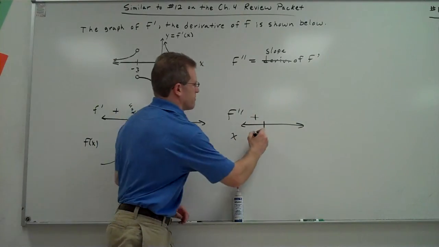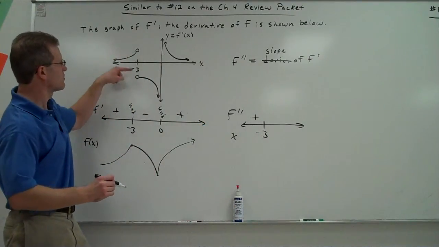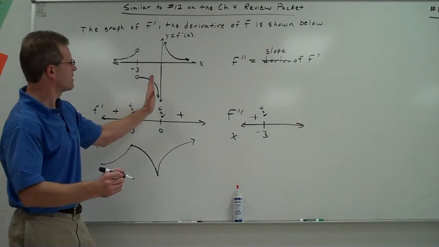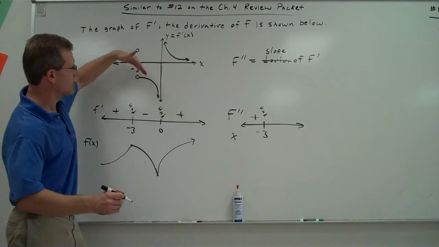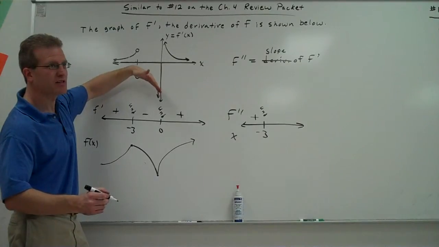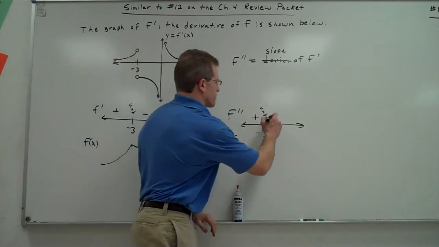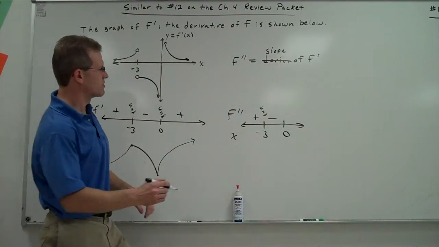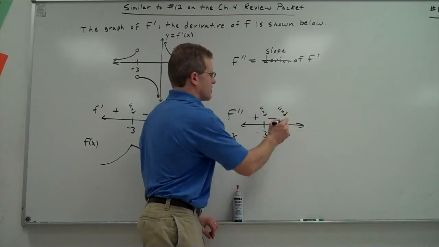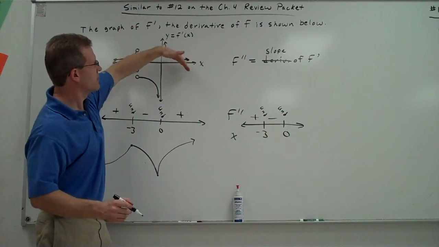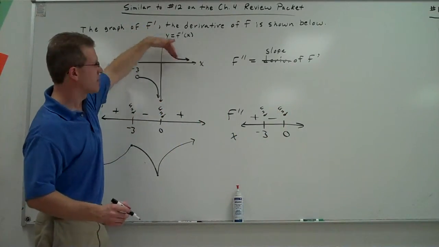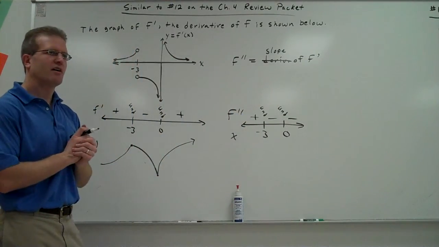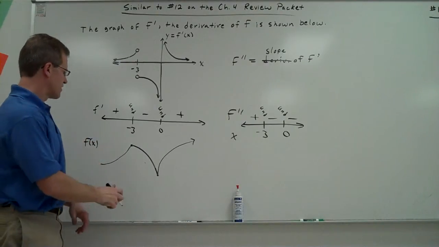Up until negative 3. At negative 3, there's no slope. There's a discontinuity, so f double prime would be undefined. From negative 3 to 0 goes this direction. So is that negative or positive slope? Negative. At 0, there's an asymptote. There's no slope, so the second derivative is undefined. How about to the right of 0? Is that negative or positive slope? Negative.